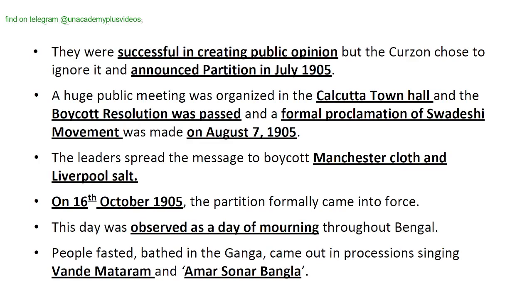They were successful in creating public opinion, but Curzon chose to ignore it and announced the partition in July 1905. A huge public meeting was organized in Calcutta Town Hall, the boycott resolution was passed, and a formal proclamation of the Swadeshi movement was made on August 7, 1905. The leaders spread the message to boycott Manchester cloth and Liverpool salt. On 16th October 1905, the partition formally came into force.